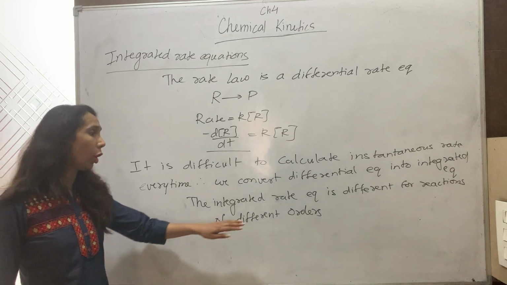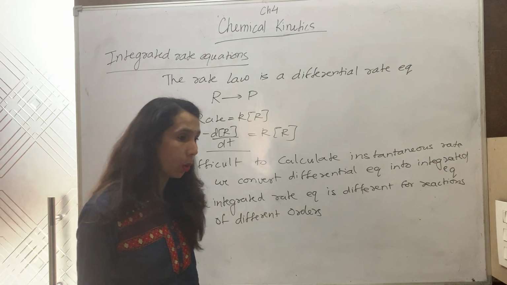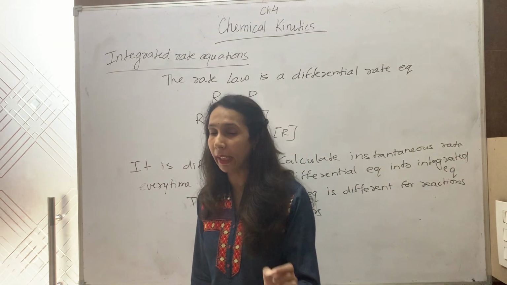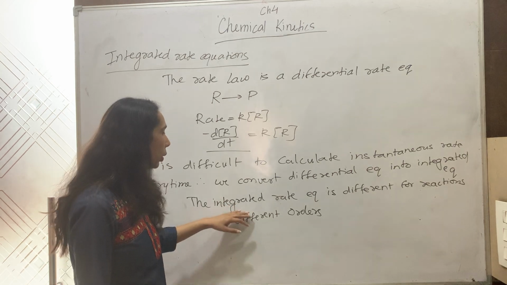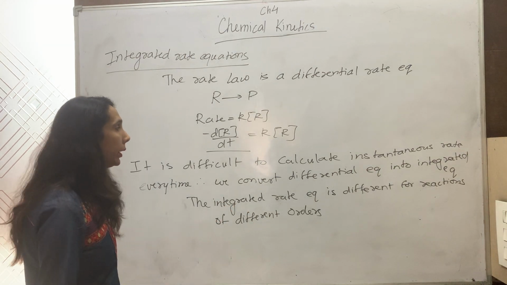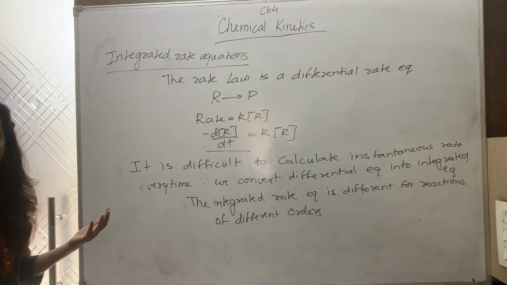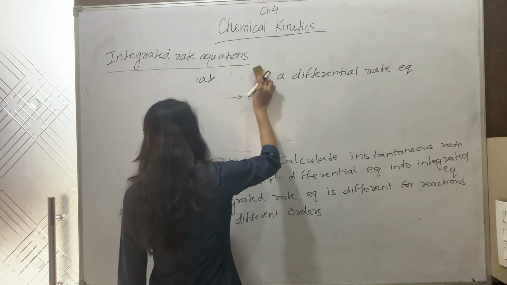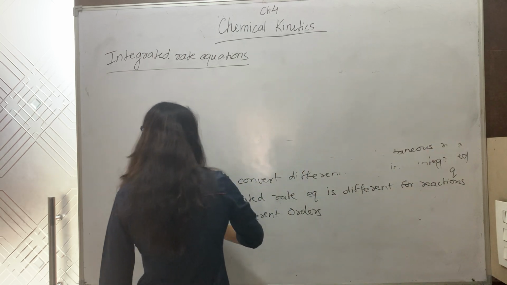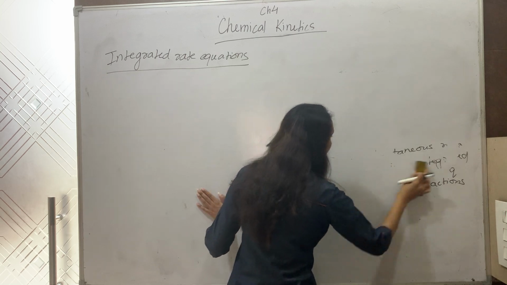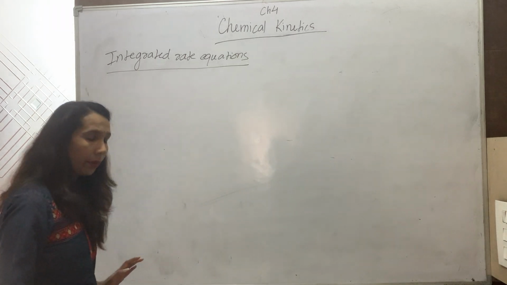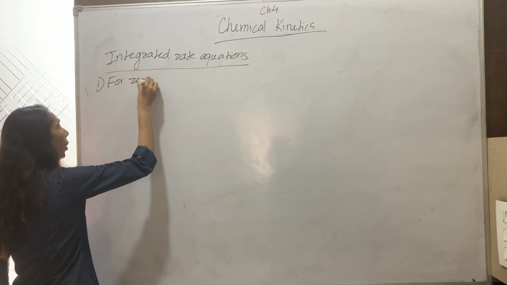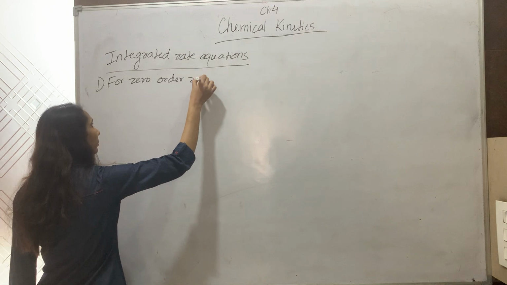As the order of the reaction will vary, and you know that order can be 0, 1, 2, 3 or even fractional, the integrated rate equation will also vary. So we are going to do the integrated rate equation for the 0 order reaction, first order reaction and so on. We are first starting with the integrated rate equation for a 0 order reaction.